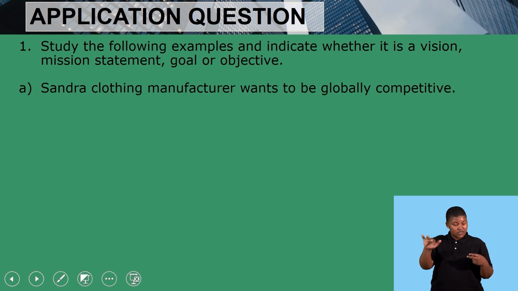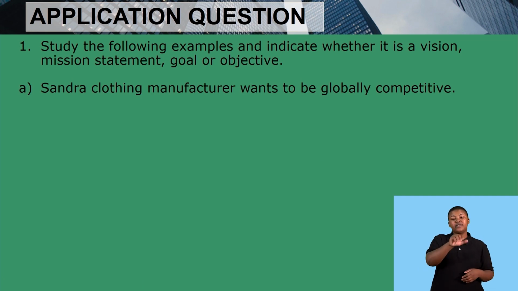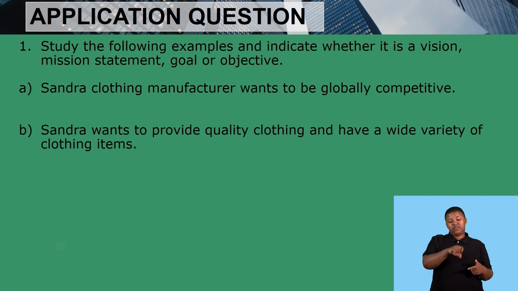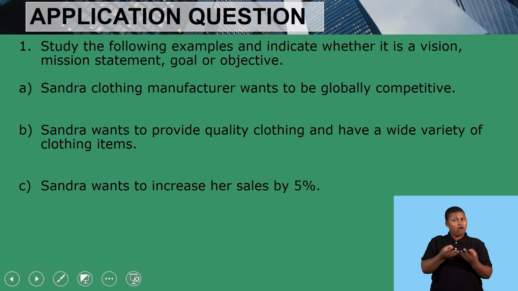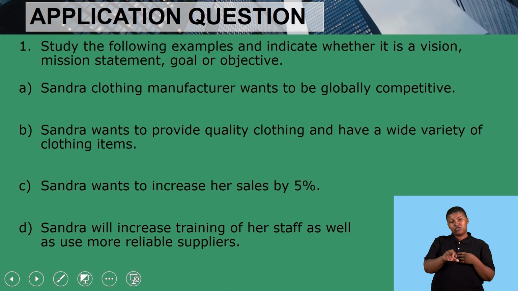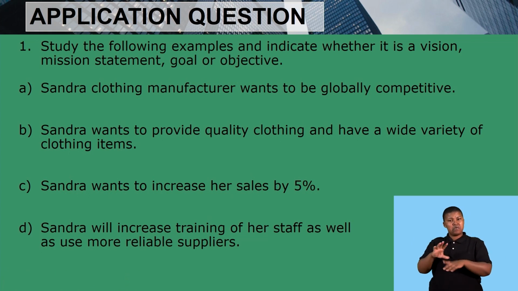The first one states, Sandra, clothing manufacturer, wants to be globally competitive. We also then see Sandra wants to provide quality clothing and have a wide variety of clothing items. Sandra wants to increase her sales by 5%. And Sandra will increase training of her staff as well as use more reliable suppliers.